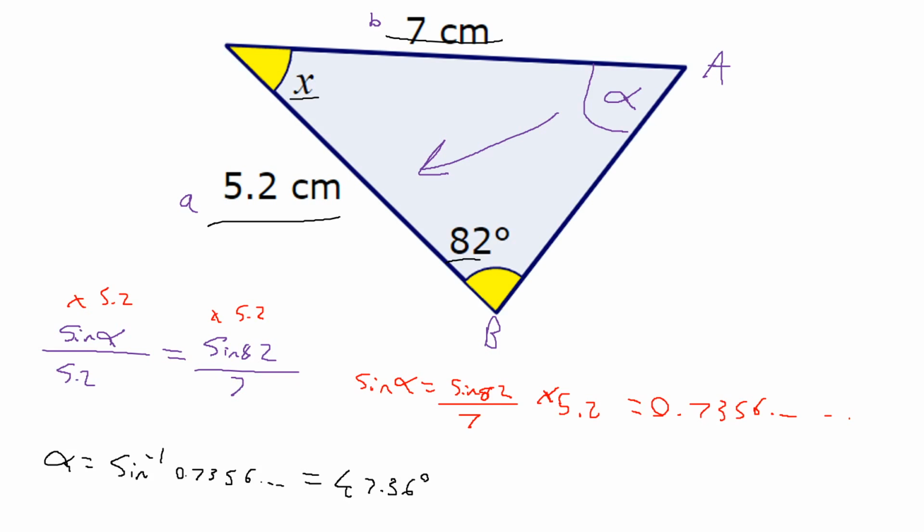However, this is what alpha is equal to. So what's x going to be equal to? X is simply going to be equal to 180 minus 82 minus 47.36. And so what we're left with is an answer of 50.64 degrees. Okay? So we're still using the sine rule, and we're learning what we did in the polygons video that I did a couple days ago.